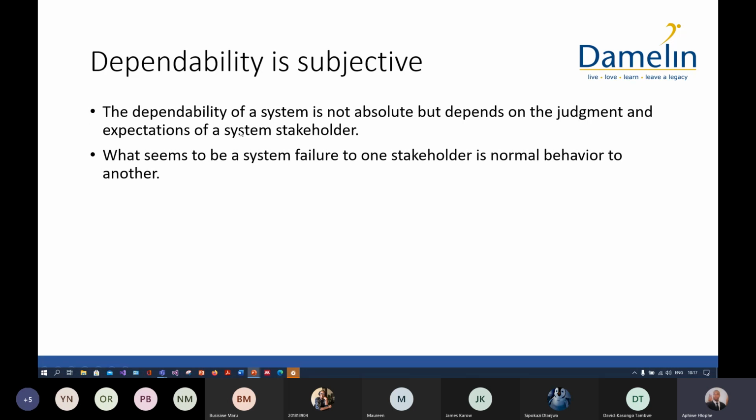And they say that the dependability of a system is not absolute, but depends on the judgment and expectations of a system stakeholder. What seems to be a system failure to one stakeholder is normal behavior to another. So another stakeholder may say, it may sound bizarre, but they may say, on the aspect of security for this type of system, I don't really mind, for as long as it's always available when I want to use it. So the person would have their own justification for such reasons. So they're willing to compromise security for as long as availability and reliability are always there. Okay, so it's a very subjective thing.